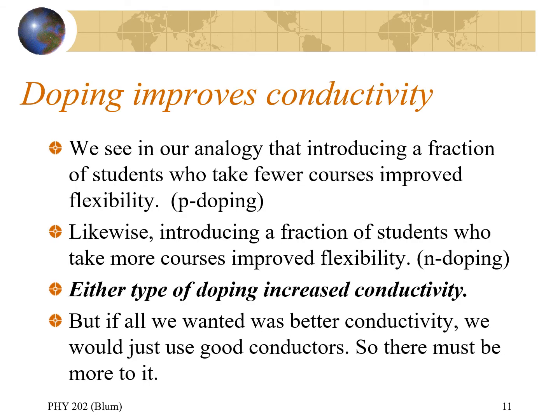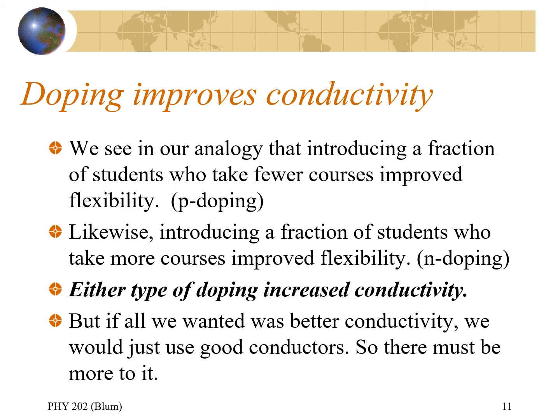So we see that doping improves conductivity. In our analogy, we saw that if we have some fraction of students taking fewer courses, it improved the flexibility, the ability to take the afternoon job. That was p-doping. Similarly, if a fraction of students took more courses, that also improved flexibility, and that was n-doping. So either type of doping improves conductivity.